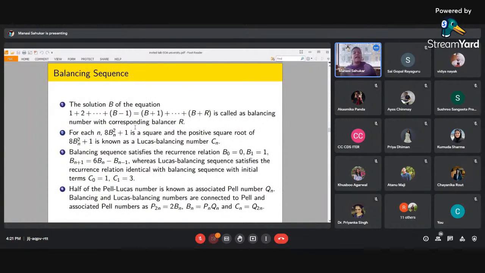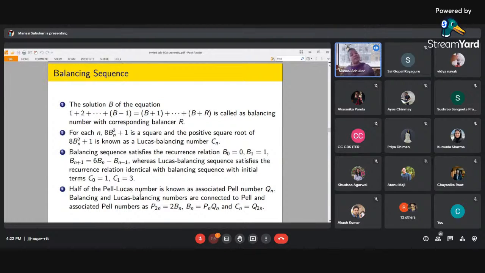If a is equal to 6 and b is equal to -1, I get a binary recurrence sequence. And one more interesting property is, if you pick any n, 8 times bn square plus 1 is always a square. That specific number is nothing but the Lucas balancing number, Cn, which satisfies the same binary recurrence as the balancing sequence, 6bn minus bn minus 1, but with different initials, 1 and 3. And it is also related to the famous Pell and Pell Lucas numbers.